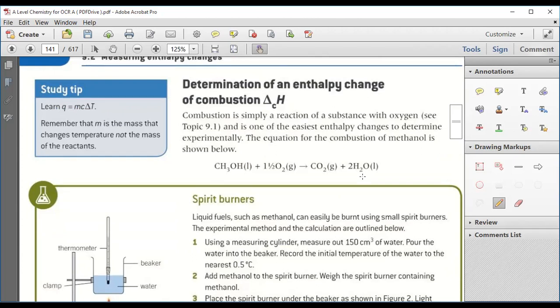That C is for combustion. Combustion is simply a reaction of a substance with oxygen, and this is one of the easiest enthalpy changes to determine experimentally. The equation for the combustion of methanol is shown below. If you heat methanol in the presence of oxygen, it will be CH3OH plus O2 gives you CO2 and water. If you balance this, 1 mole of CH3OH will require 1.5 mole of oxygen and gives you 1 mole of CO2 and 2 moles of H2O. So this is going to be the reaction. Okay, clear?